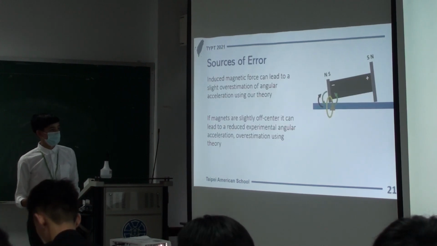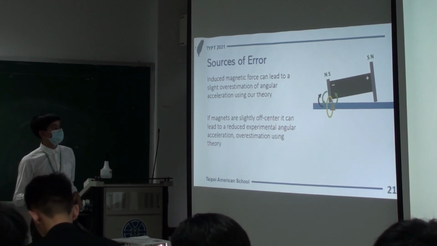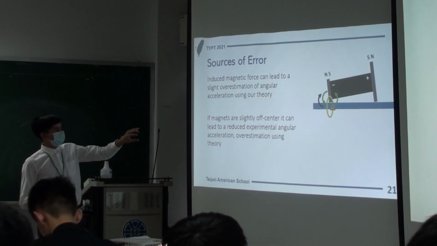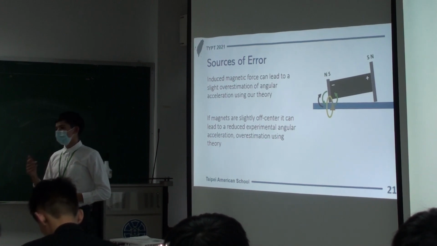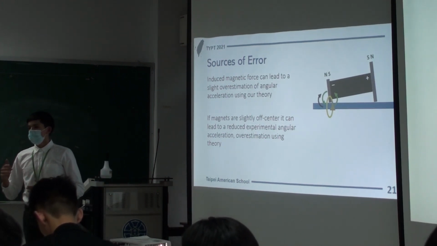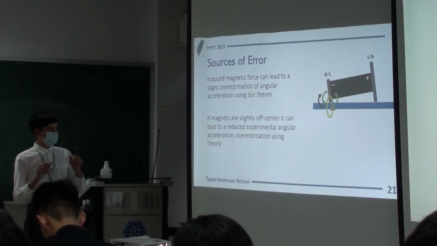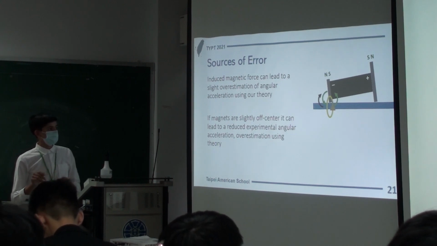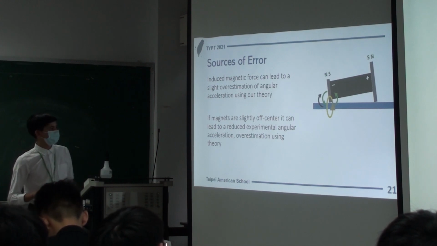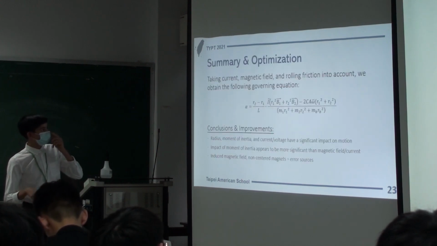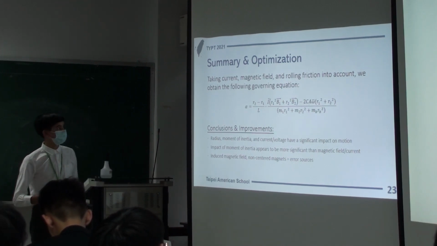So as you saw, there was some error between experimental and theoretical bars. We thought that this was because the induced magnetic force could lead to a slight overestimation of the angular acceleration. That's for the ones where the theoretical line overestimated. For the ones where the theoretical bar actually underestimated it, we thought that because the magnet's going to be slightly off center, it could lead to slightly reduced angular acceleration.